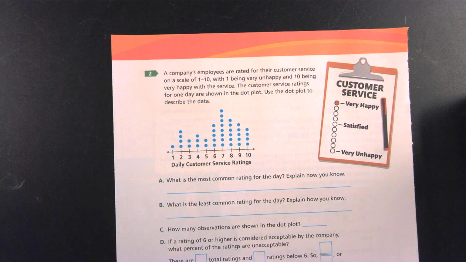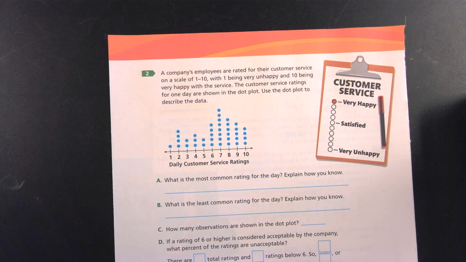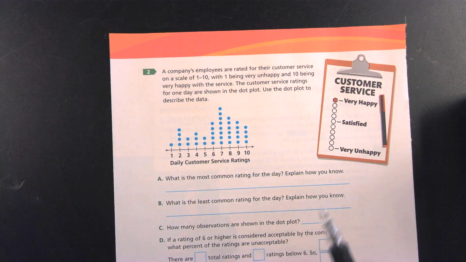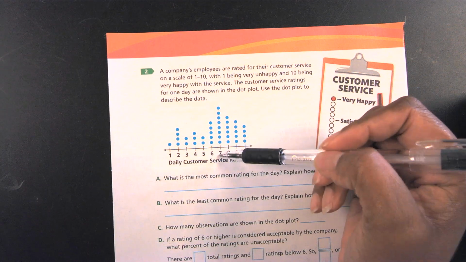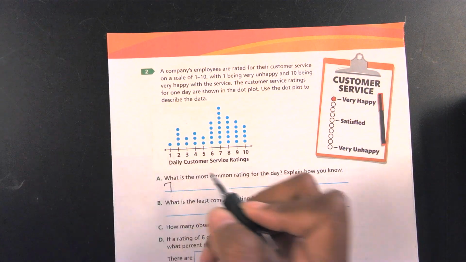So example number 2 says a company's employees are rated for their customer service on a scale of 1 to 10, with 1 being very unhappy and 10 being very happy with the service. The customer service rating for one day are shown in the dot plot. Use the dot plot to describe the data. The first question they ask you guys is, what is the most common rating for the day? So the most common rating for the day looks like it's going to be 7. And the reason why it's going to be 7 is because 7 has the most dots.